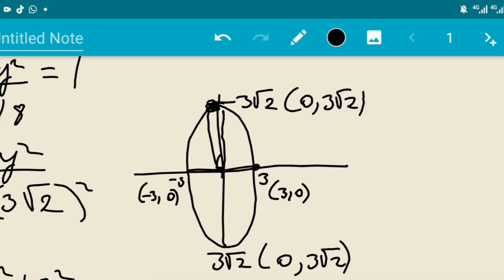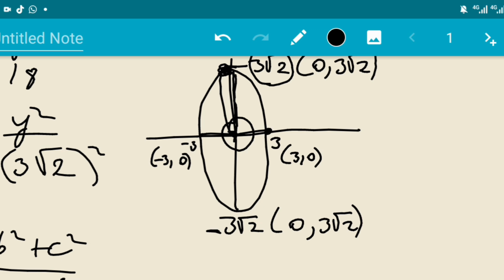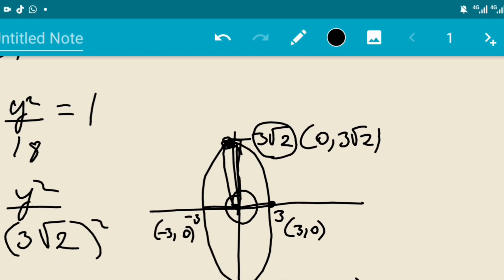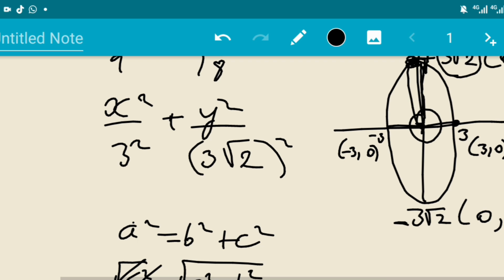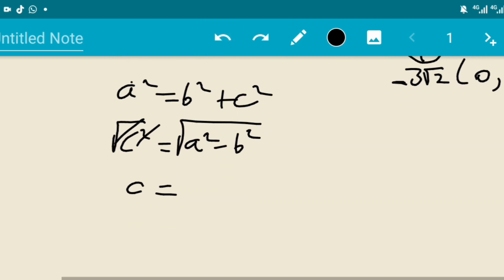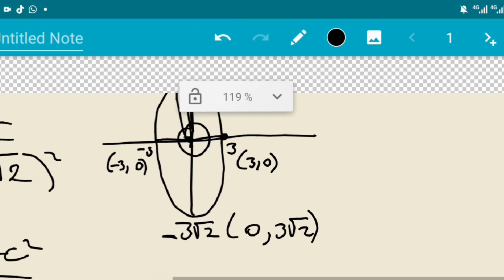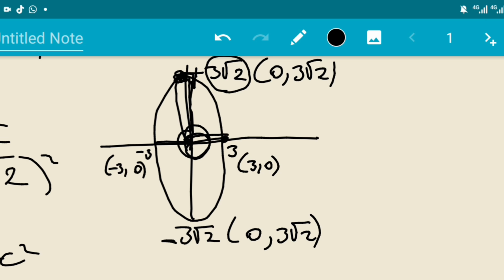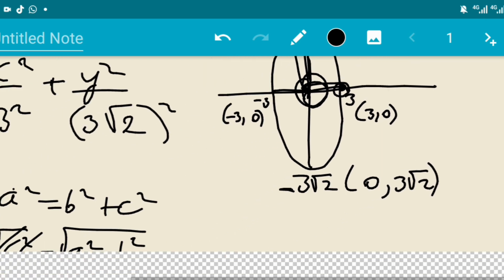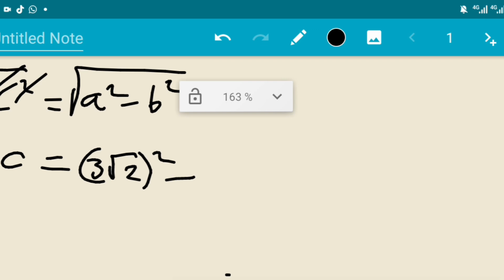So starting from the origin all the way up, our A will be this 3 times root of 2. So this has a negative at the bottom there. Then the one at the top has a positive. A is this. So we'll take that, which is 3 times the root of 2. Then we square it minus B. What is B? B is in the minor axis, which is from the origin all the way up to the vertex to the right. So that would be 3 squared. Then we take the square root there.